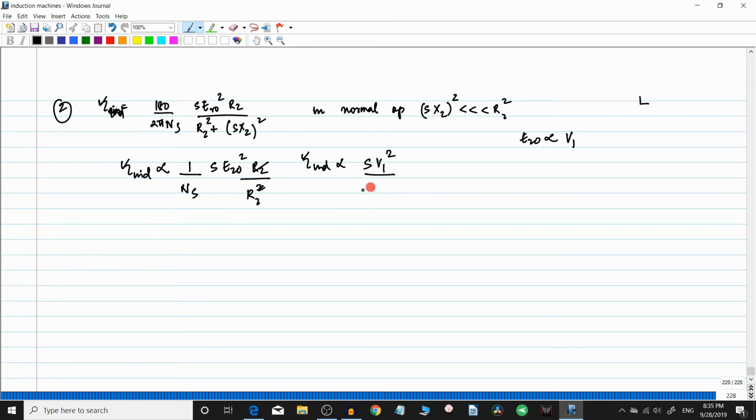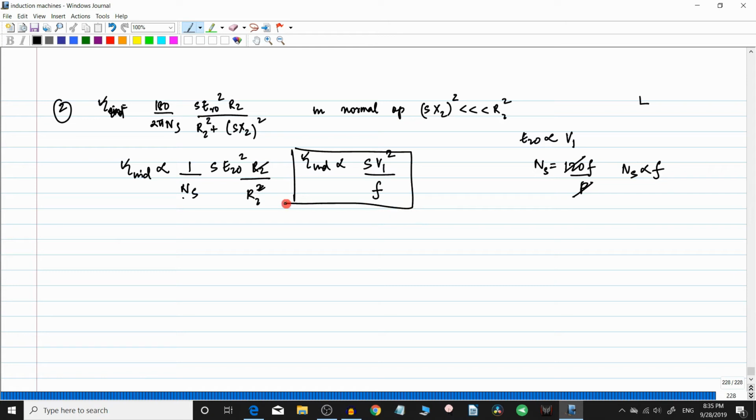So divided by Ns. But Ns is equal to 120 into F by P. 120 is constant and P is also constant here because we are not changing the poles. So Ns will be proportional to frequency. Therefore we can replace this Ns, because we are not finding the value, we are just putting a proportionality. It will be proportional to V1 square divided by S. So that is one important relation here. Sometimes you can directly use this in certain problems, so I'll keep that inside the box.